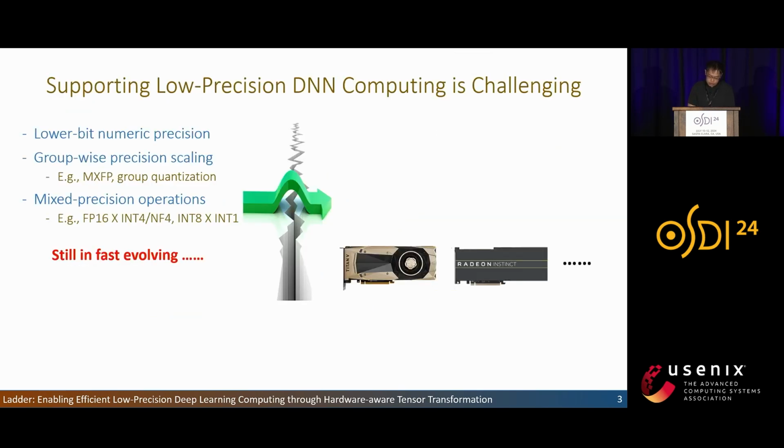However, supporting low-precision DNN computing is challenging. On the model side, new data types are fast evolving in 3 directions. First, the numeric precision is becoming lower, from 32-bit to 16-bit and even 1-bit. Second, group-wise precision scaling is required in some data types like MXFP for better model accuracy.